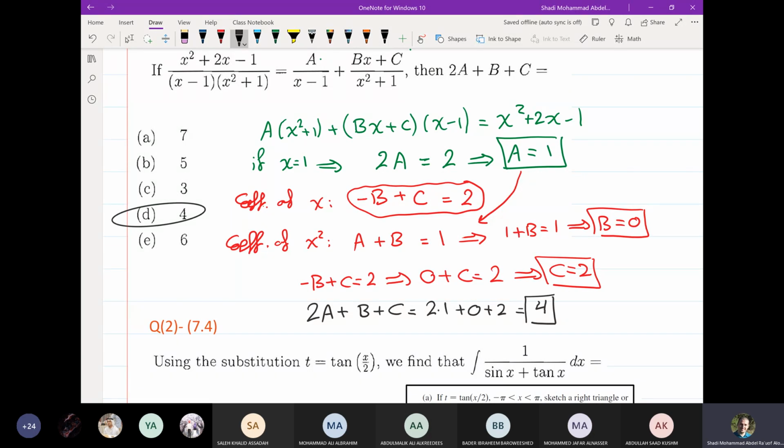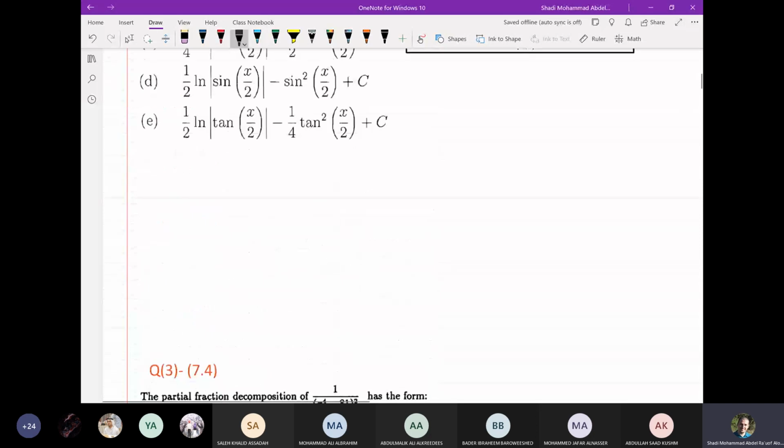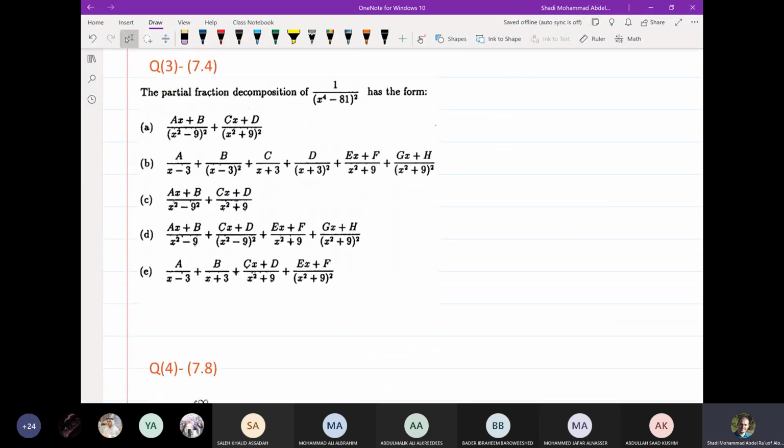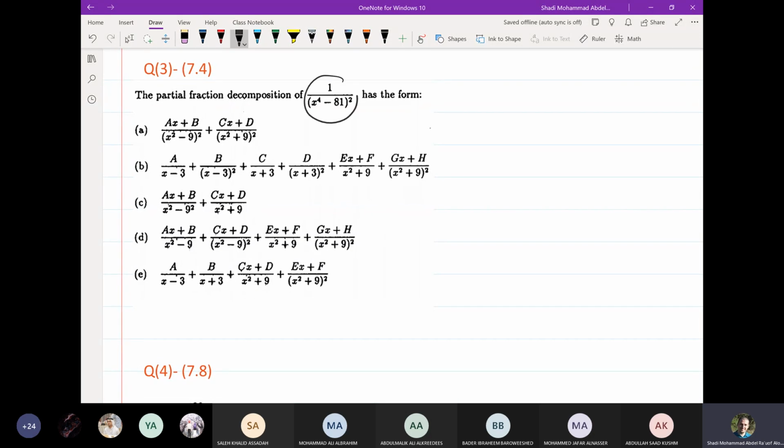Is that clear, Shabab? We will use this idea again. So to make this idea clear for you, I will move to this question, then I will go back to question 2. But because I'm talking about partial fractions, let me give you the chance to try to solve this one. If I find the partial fraction decomposition of this fraction, is it A, B, C, D, or E?